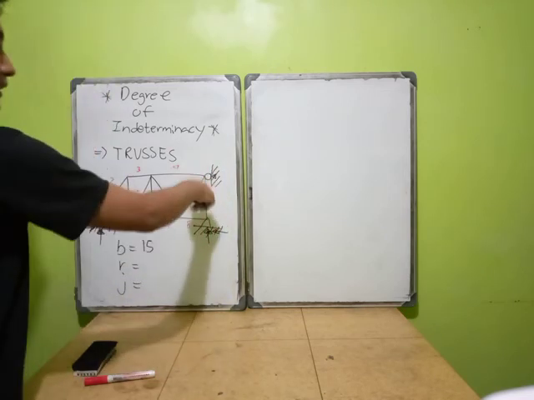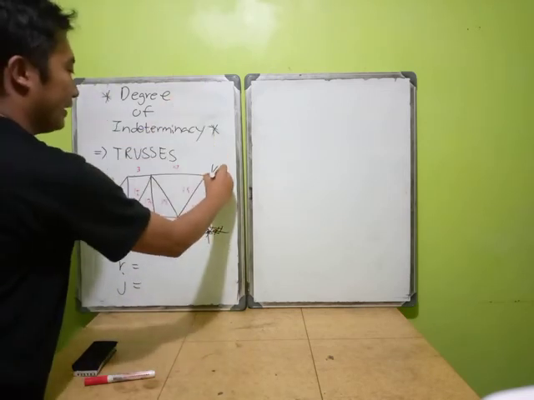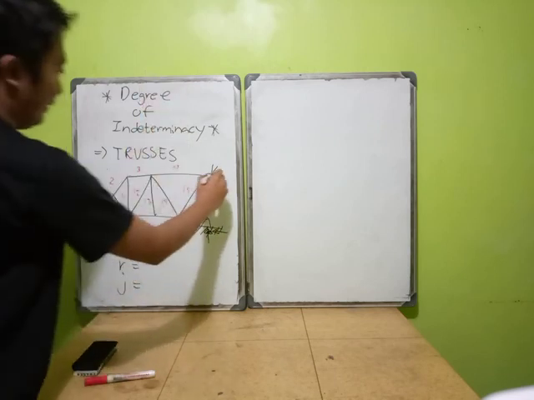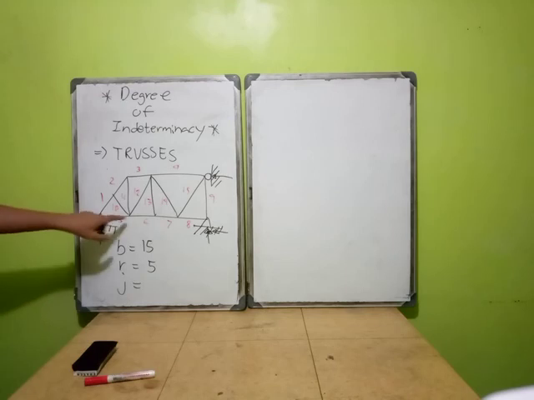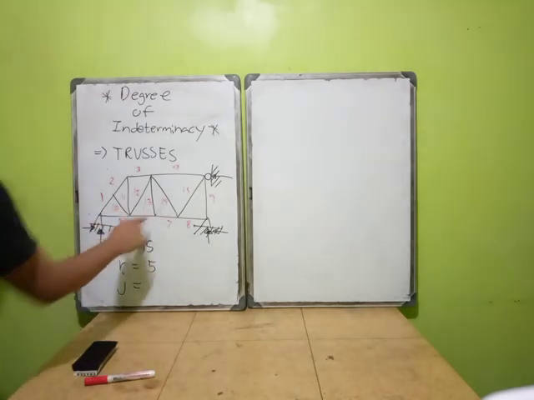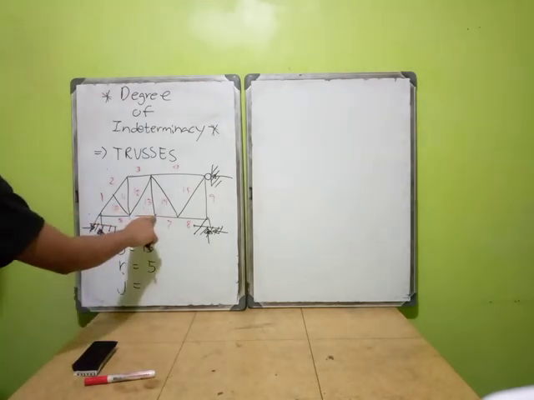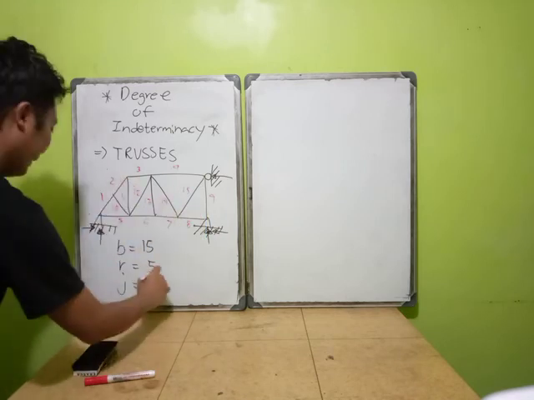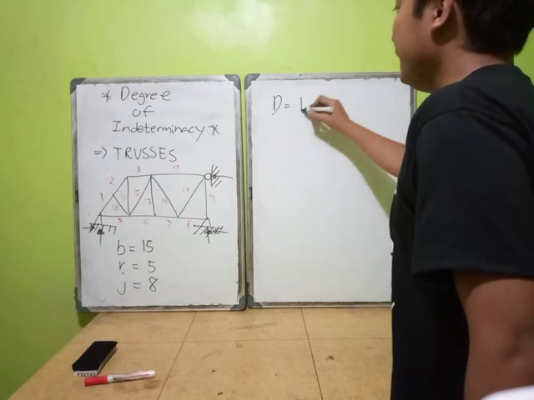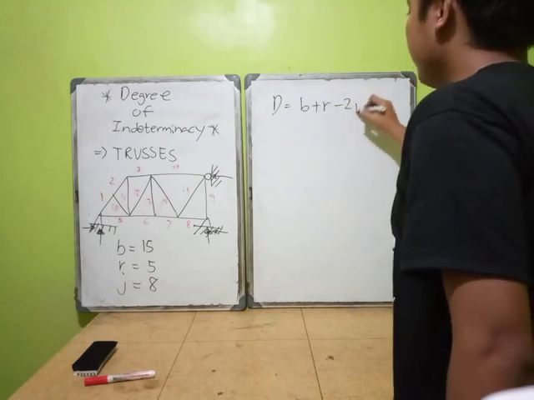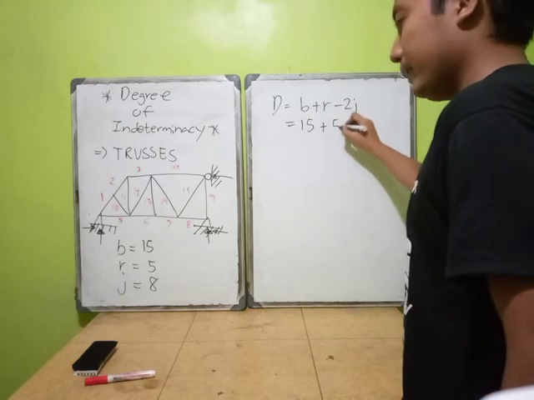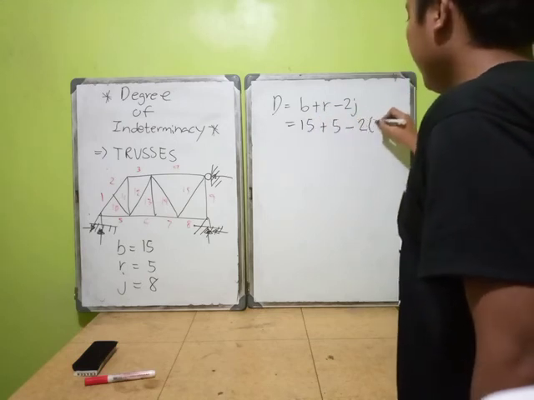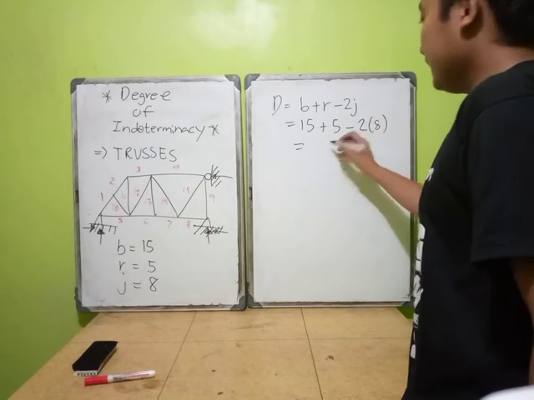Ito, ruler kasi to. So, dapat perpendicular yung force reactions niya. So, 5. Ano yung J? 1, 2, 3, 4, 5, 6, 7, 8. 8. So, yung degree of indeterminacy niya, D is B plus R minus 2J. So, B is 15, R is 5, J is 8. So, 20 minus 16 is 4.